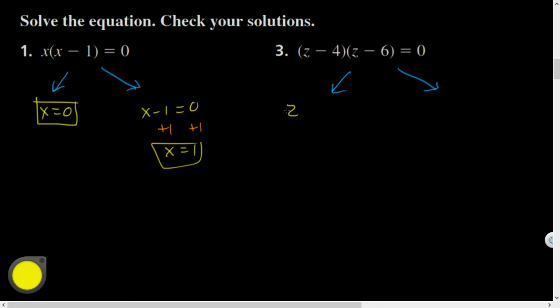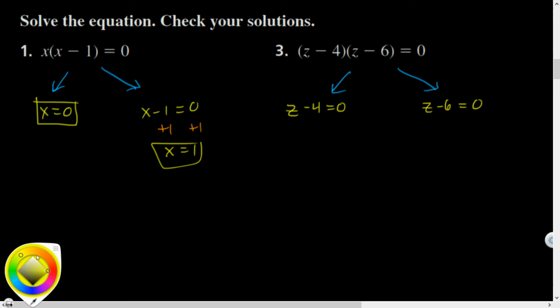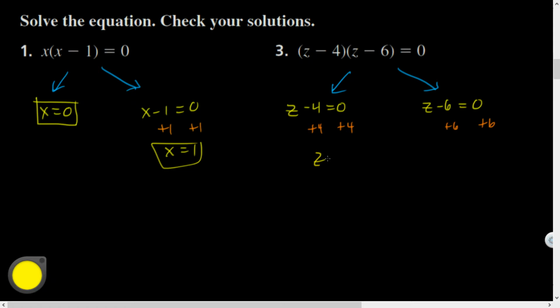And over here I'd have z minus 4 equals 0 or z minus 6 equals 0. Right? Just break it up, the idea. Add 4 to both sides over here. Two solutions.